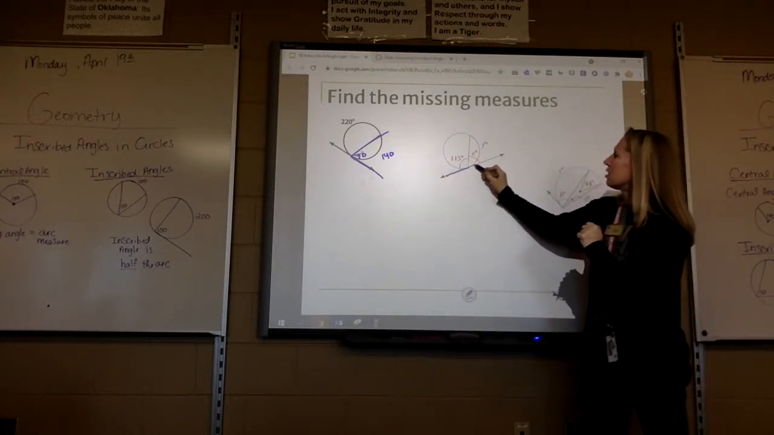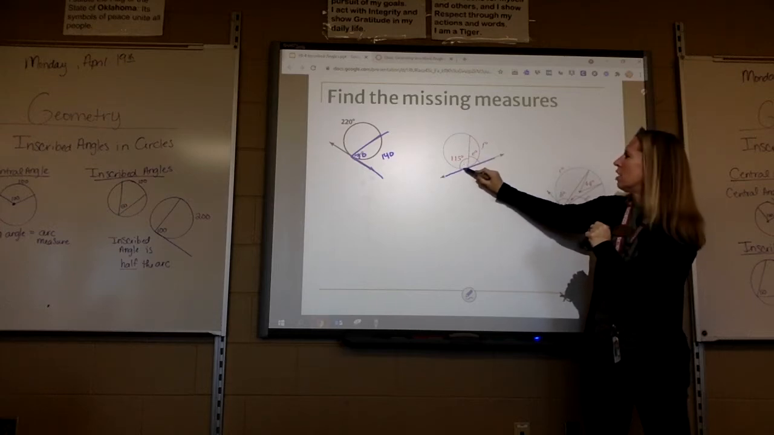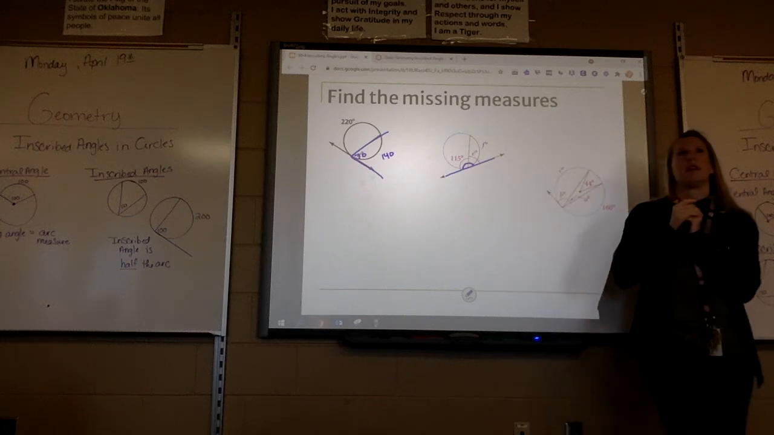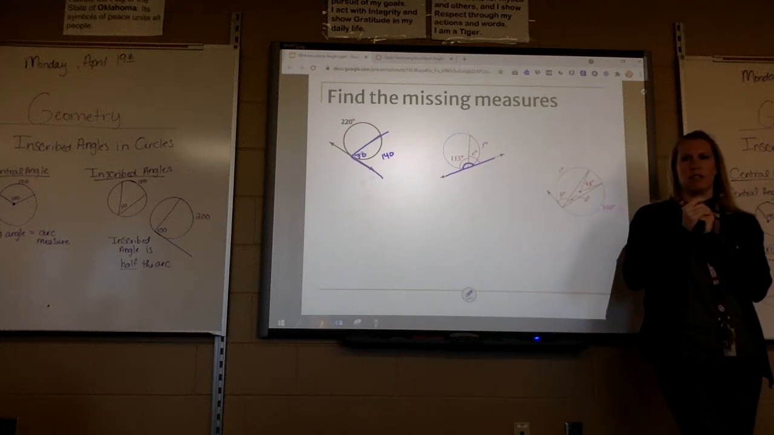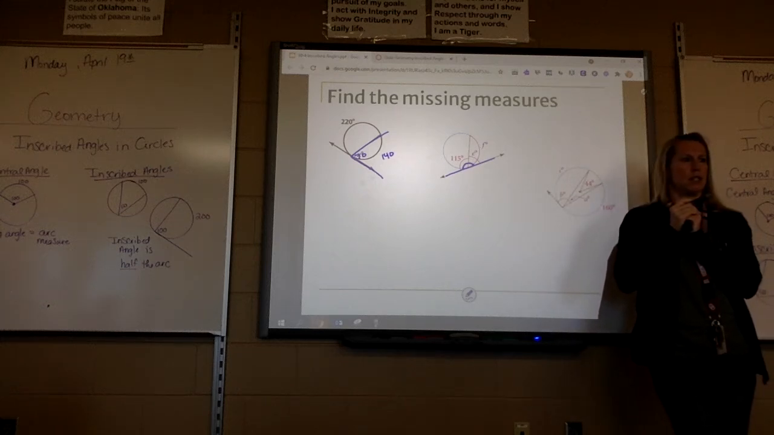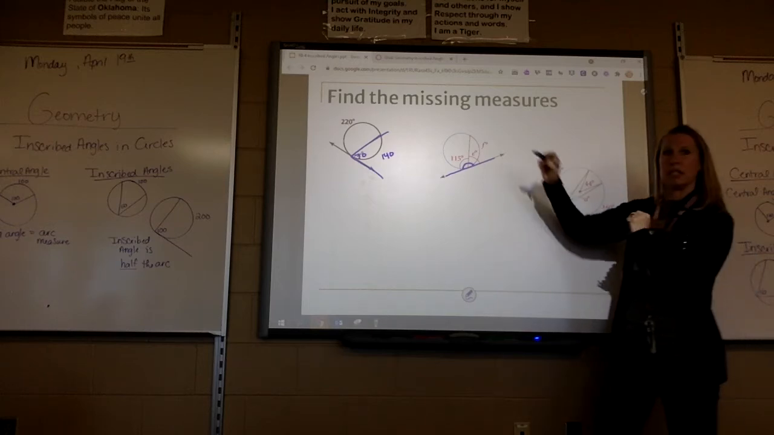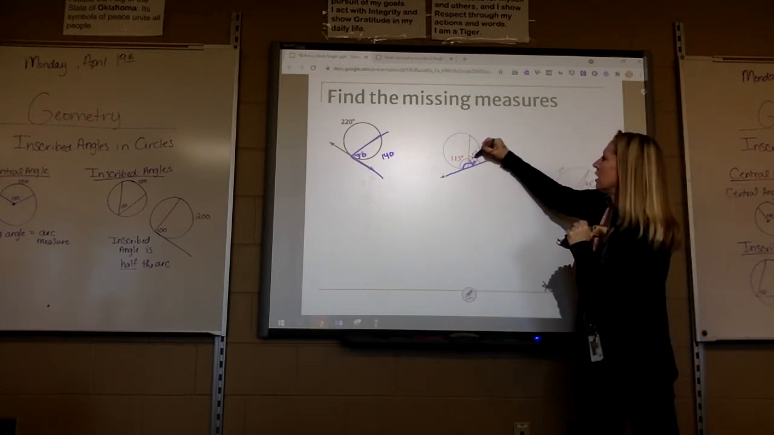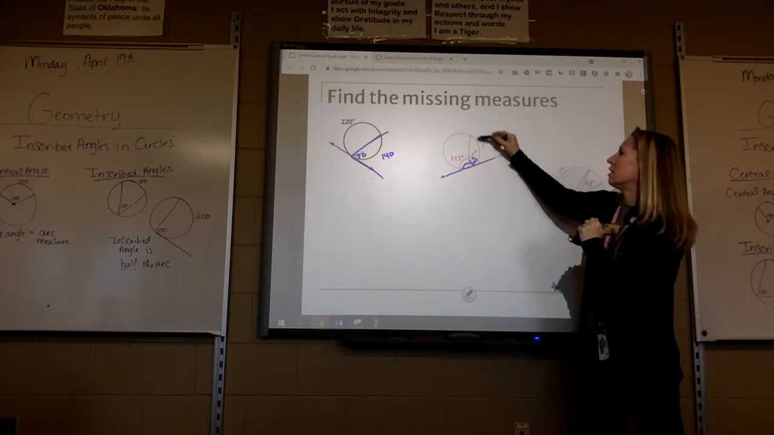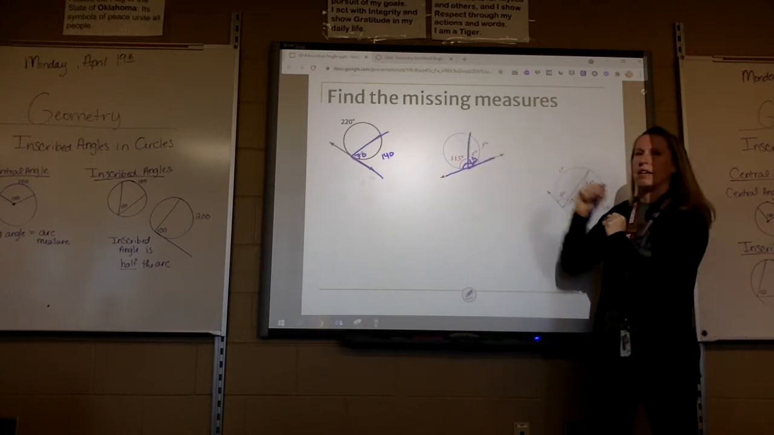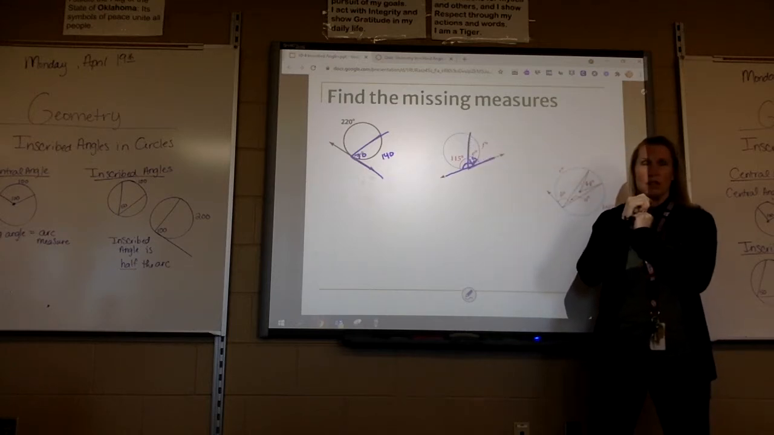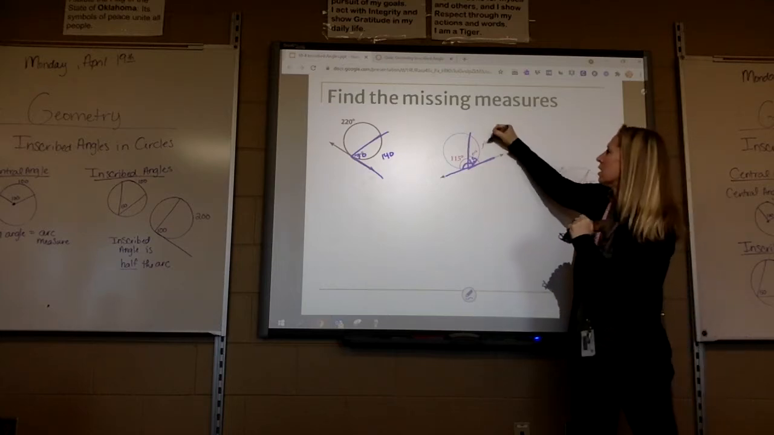Look at this. Do you see that 115 degrees? What do these two angles have to add up to? 180. So what's 180 minus 115? 65. And then to get the arc, take the 65 times 2. What's that, 130?